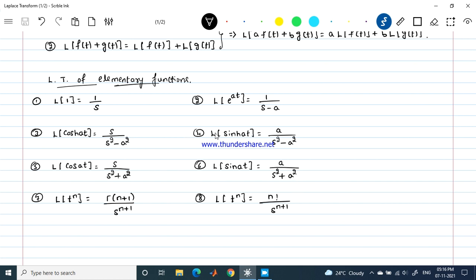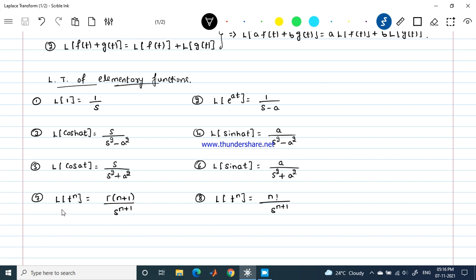If we just look at these four formulae, we can note these two are similar, these two are similar, and the difference is that here we have got the negative sign. With respect to hyperbolic functions, we have negative sign in the denominator. In these two cases, positive sign will be there. Here the variable s comes to the numerator. Here the constant a will be present in the numerator.